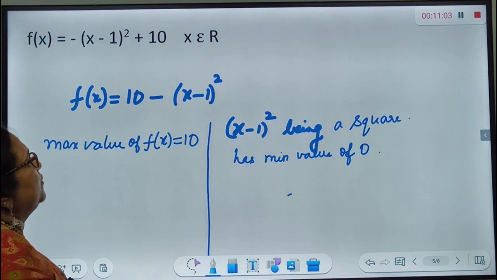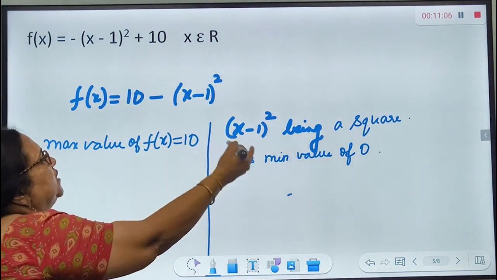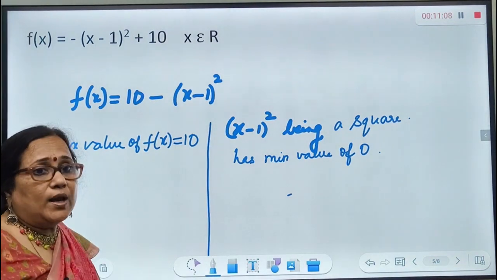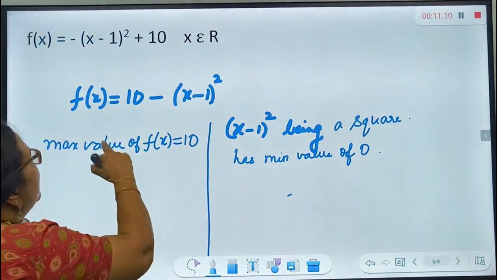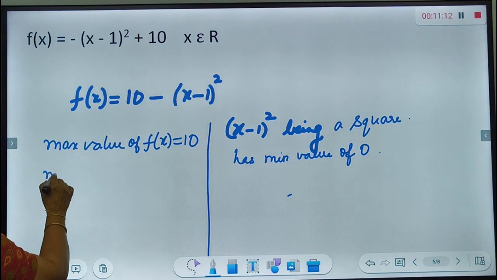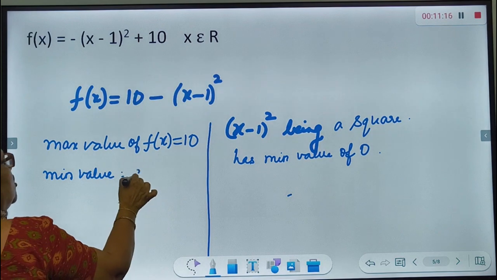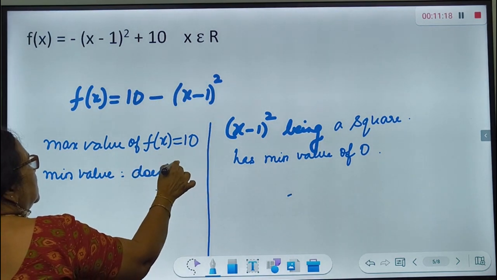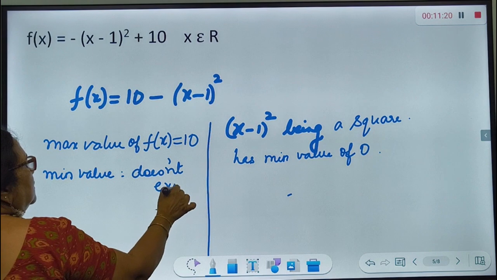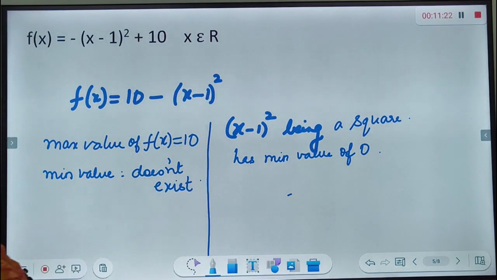Minimum, it can be anything, because x minus 1 the whole square can be 1000, can be 20,000, can be 2 lakhs, right? So this will become smaller and smaller. So minimum value does not exist. So for 10 minus x minus 1 the whole square, the maximum value is 10, the minimum value does not exist.